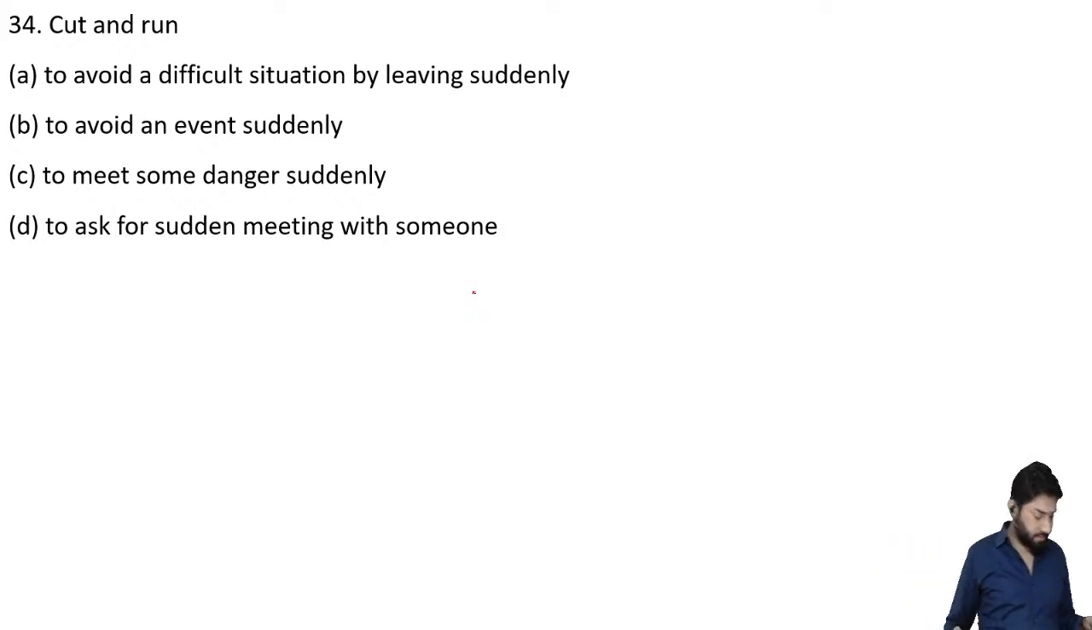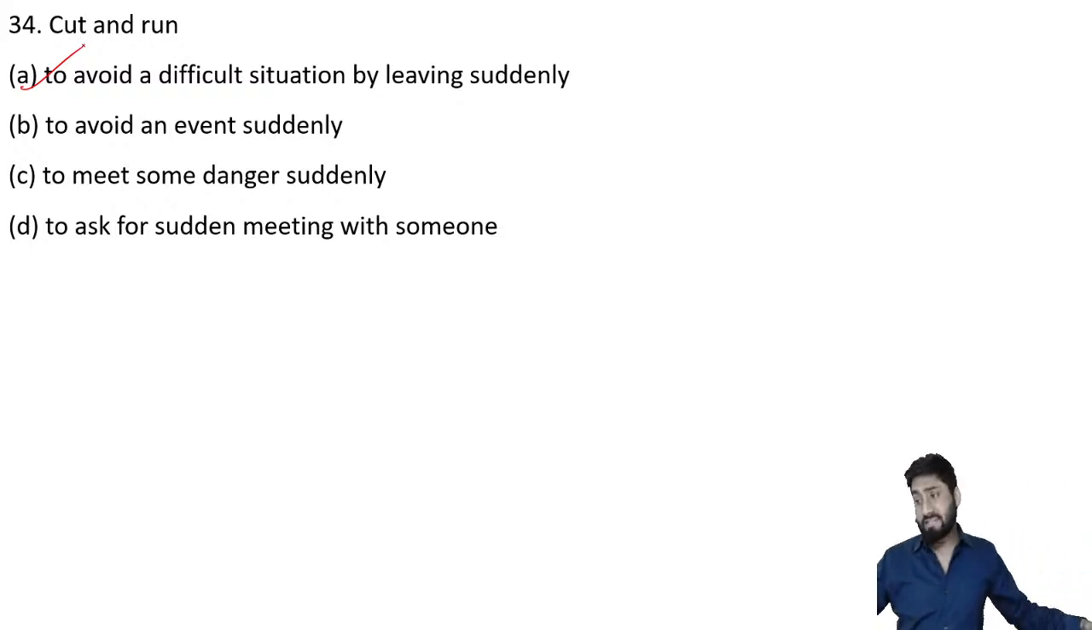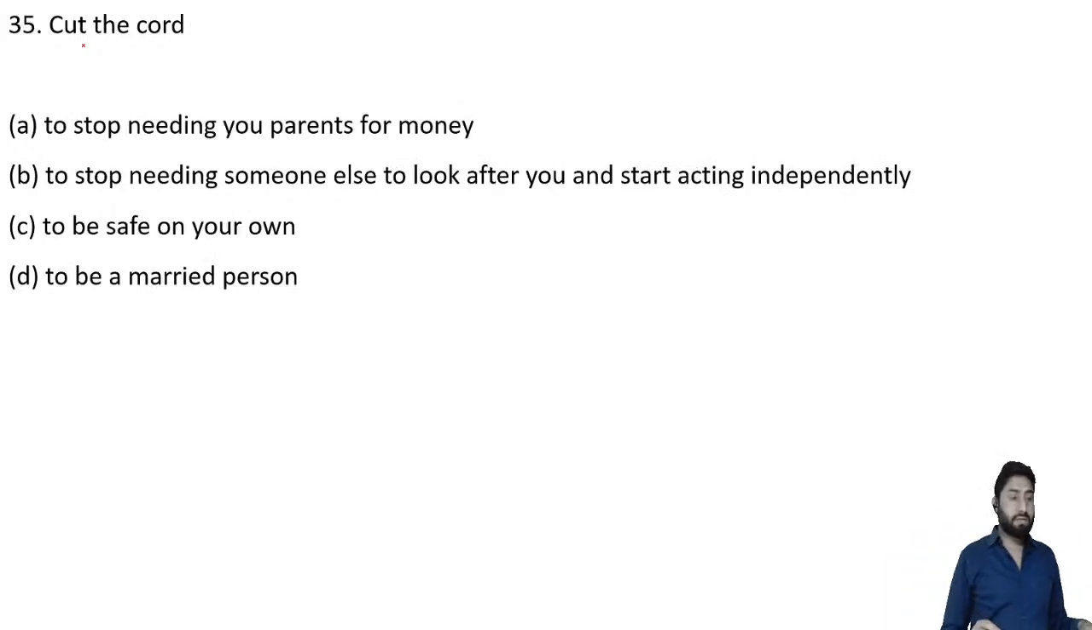So 34, cut and run. Yes, this is it. Quickly, yes. So, to avoid a difficult situation by leaving suddenly, to avoid an event suddenly, to meet some danger suddenly, to ask for a sudden meeting with someone. That's what the options are. The exact meaning is cut and run: to avoid a difficult situation, you leave suddenly and immediately from there. So that's the exact meaning. So the answer is cut and run.